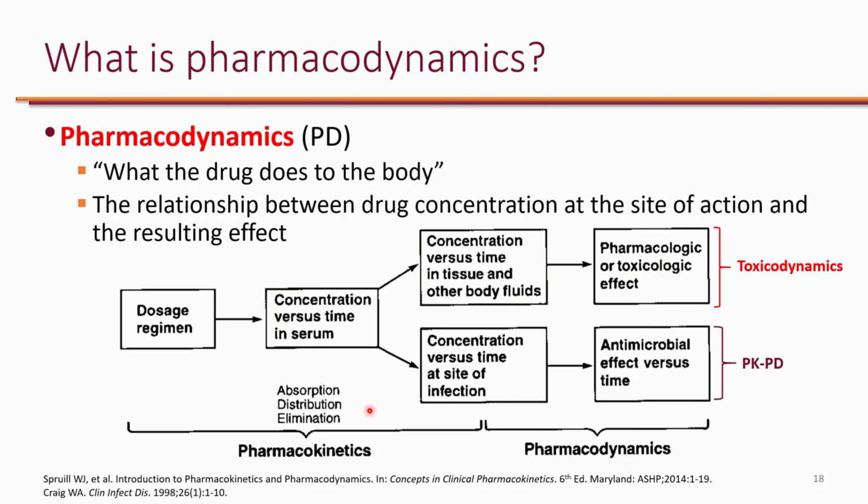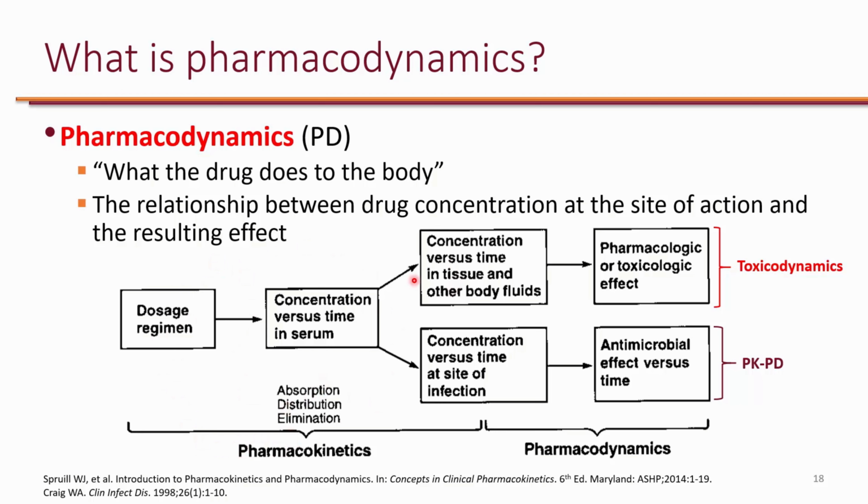What about pharmacodynamics? Pharmacodynamics is actually what the drug does to the body. In the case of antimicrobials, the body refers to the pathogen. So we don't really want the drug to do anything to the human body. Once a drug is given to a patient, the body will handle the drug, so there will be absorption, distribution, and elimination. So these are the pharmacokinetic properties.